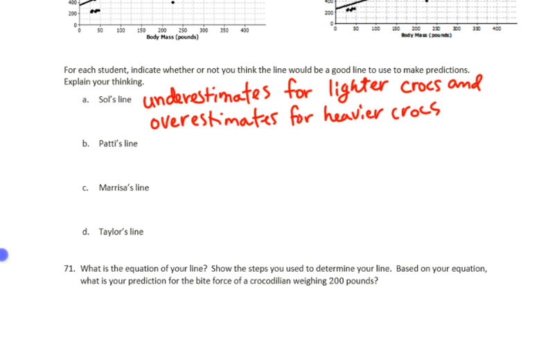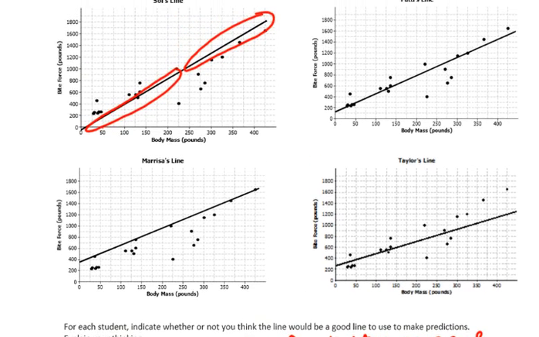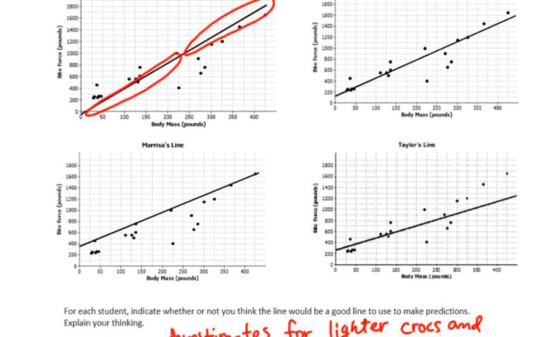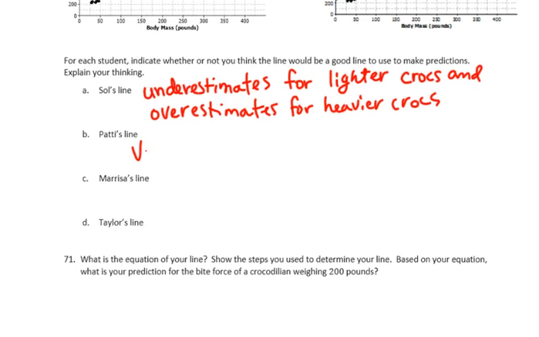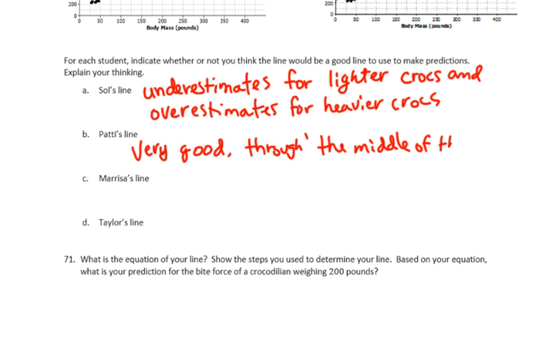Patty's line is next, and if you look at Patty's line, that looks pretty good. It's through most of the points. So we're going to say that Patty's line is very good. And it's generally through the middle of the data. So that's kind of what you want your line to look like when you draw it.